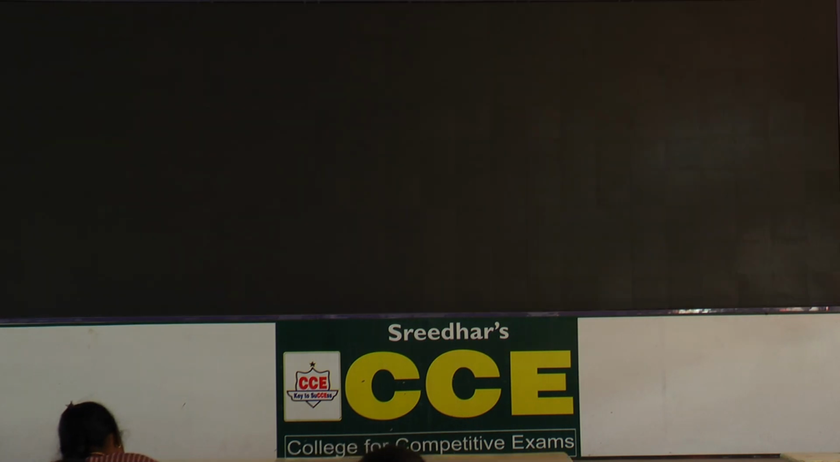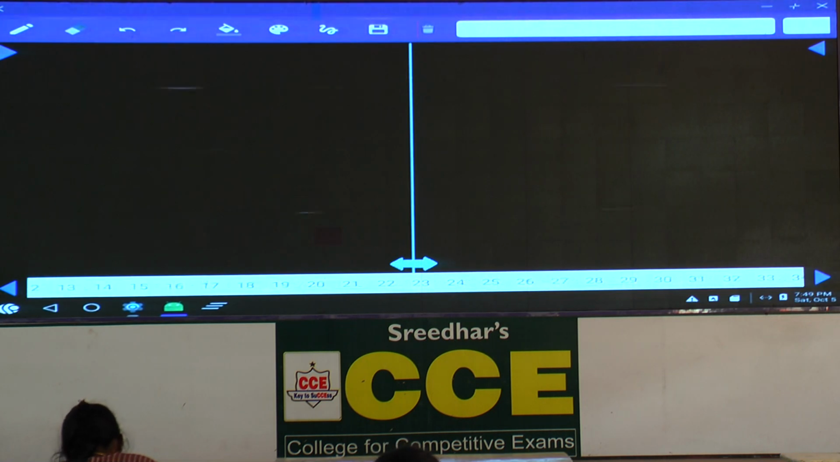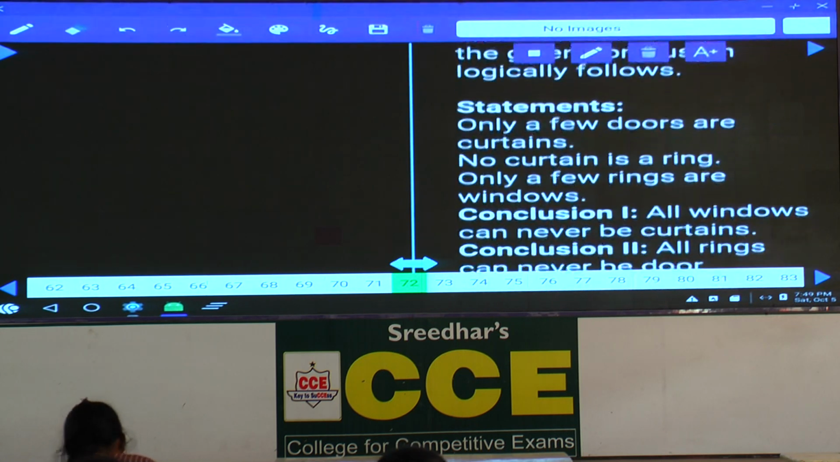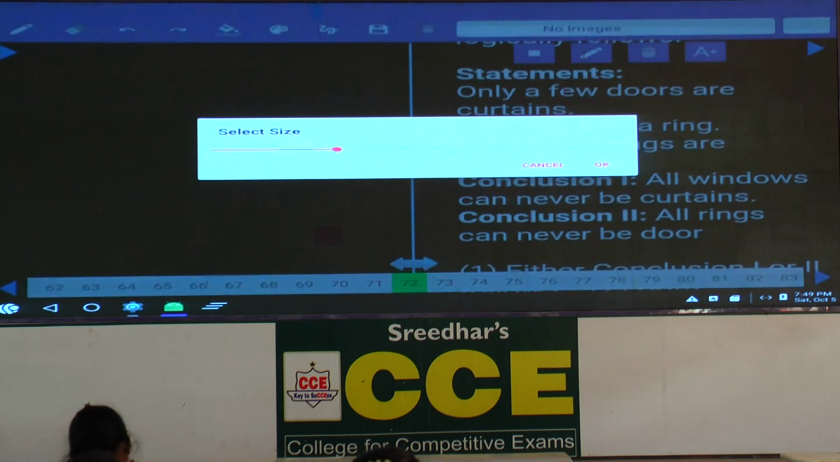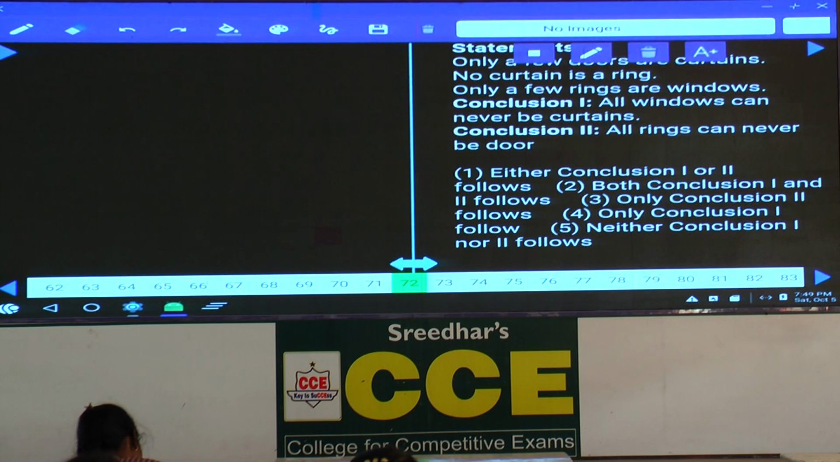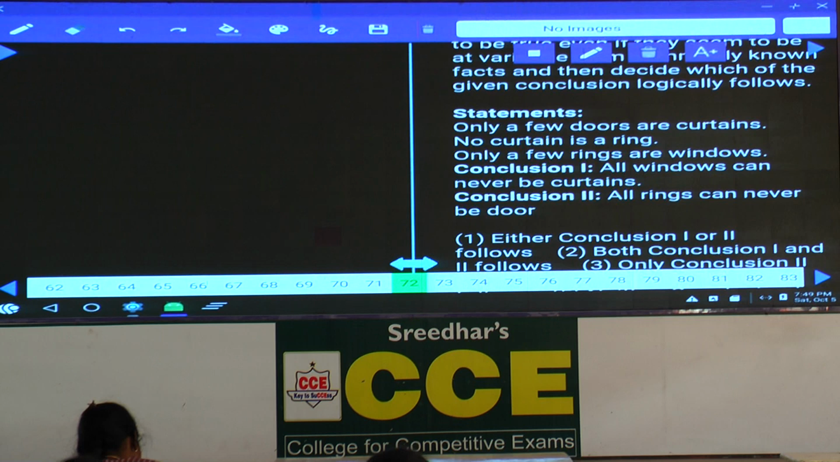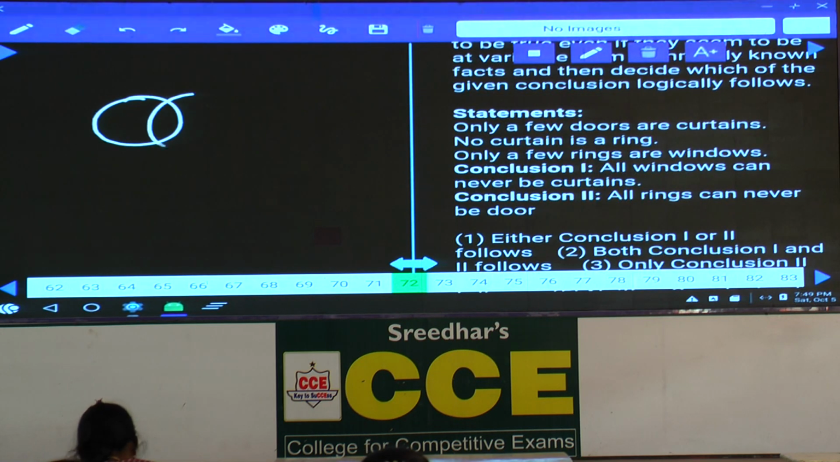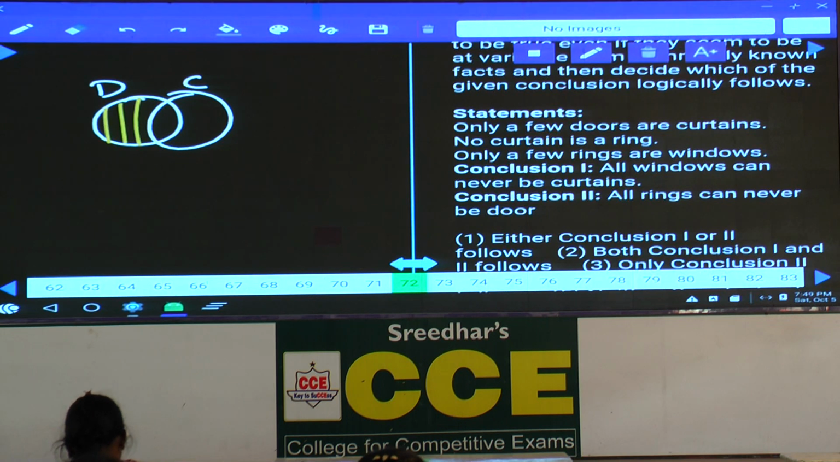Now in this 72, what is the information here? The information is: only few doors are curtains. Only few doors are curtains. Tell me how to represent this one. Only few means few doors are curtains, meaning some of the doors are curtains. Some doors are curtains, and at the same time all curtains cannot be doors. That means some doors are curtains, and at the same time some doors are not curtains as well, which implies that all doors cannot be curtains.